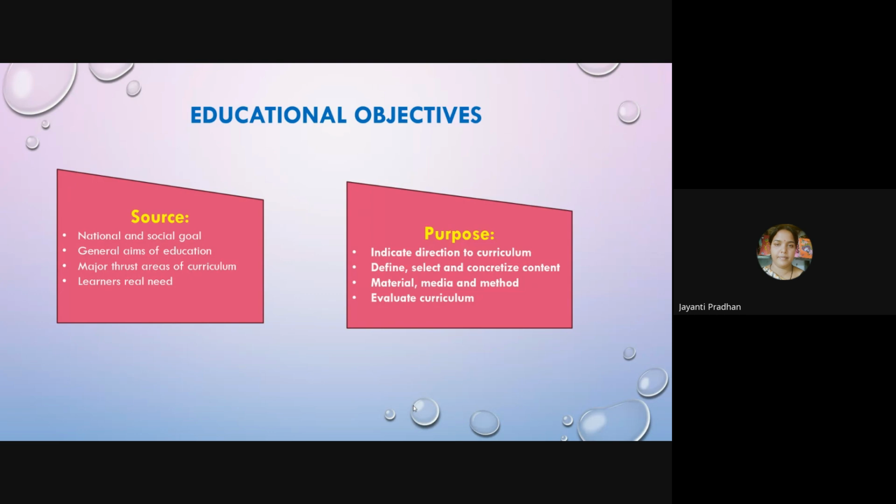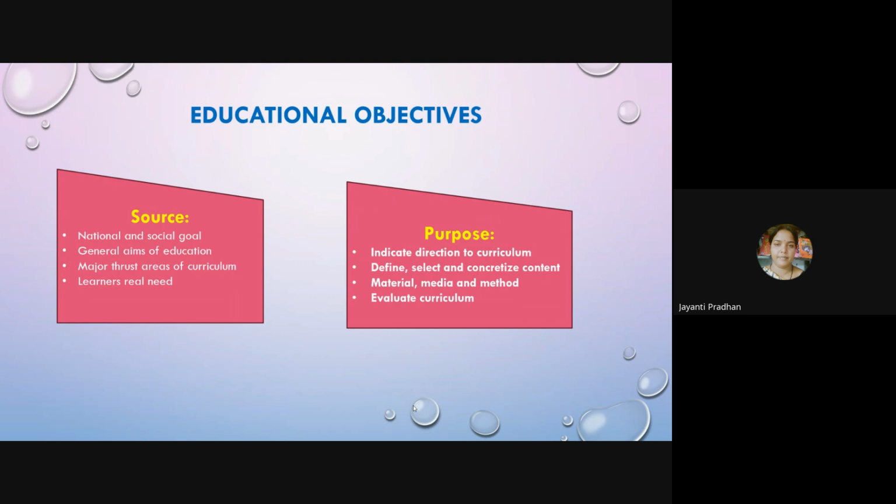Then the material, media, and method. Here the material means teaching learning resources. The resources that are required, the media that is required, the method to be followed, all things are based on the educational objectives of that particular course area.